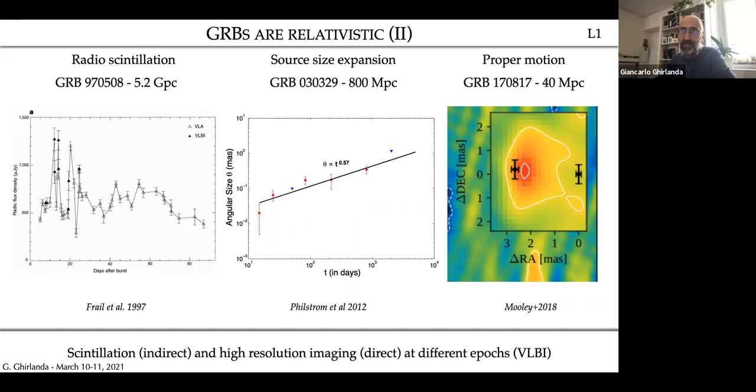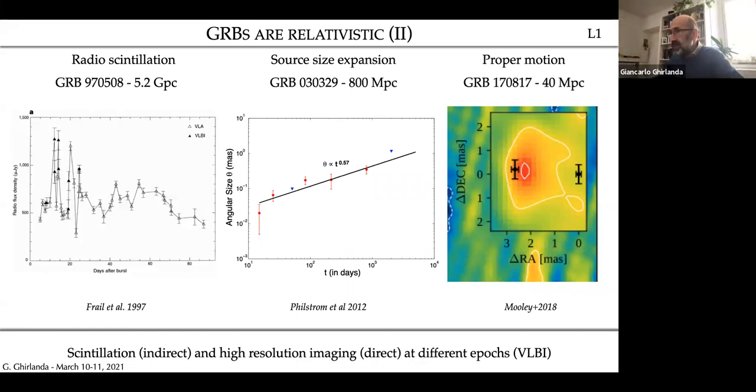Whereas for radio scintillation, we can work even with more distant sources, at the expense of the fact that the interpretation of radio scintillation is not totally unique. I mean, it's a bit more complicated because you can have different physical processes that contribute to the variability at the early stages.